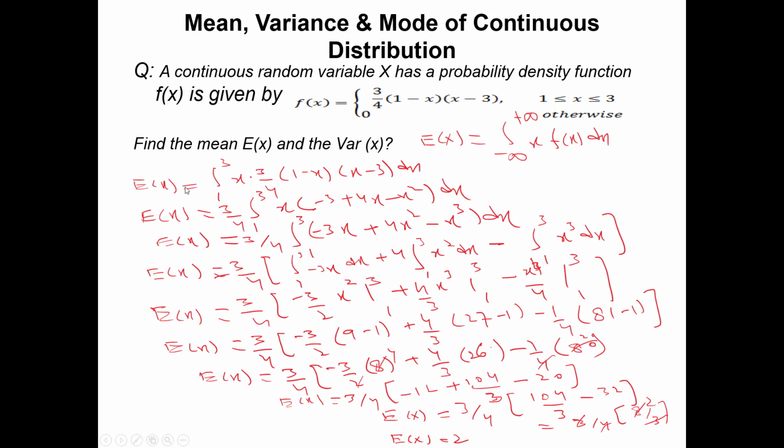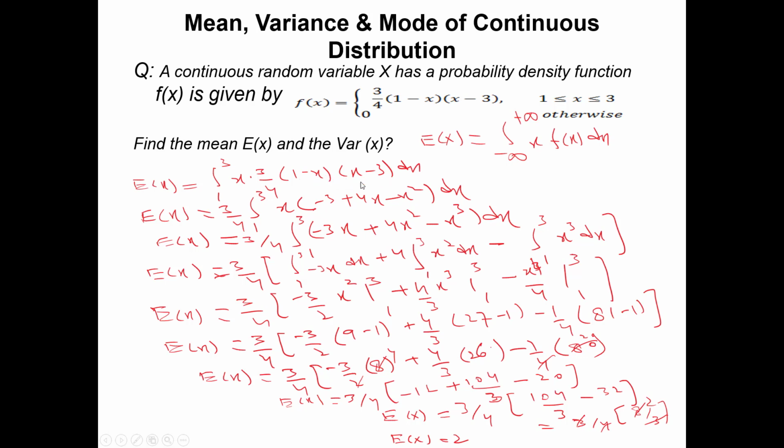Now we want to use this formula in order to calculate the mean. We know that this function is only defined for this interval, so our integration limits, instead of minus infinity and plus infinity, will be 1 and 3. x into f of x, which is 3 over 4, 1 minus x, x minus 3, dx. When we simplify it, 3 by 4 comes out, x, and then 1 minus x into x minus 3.